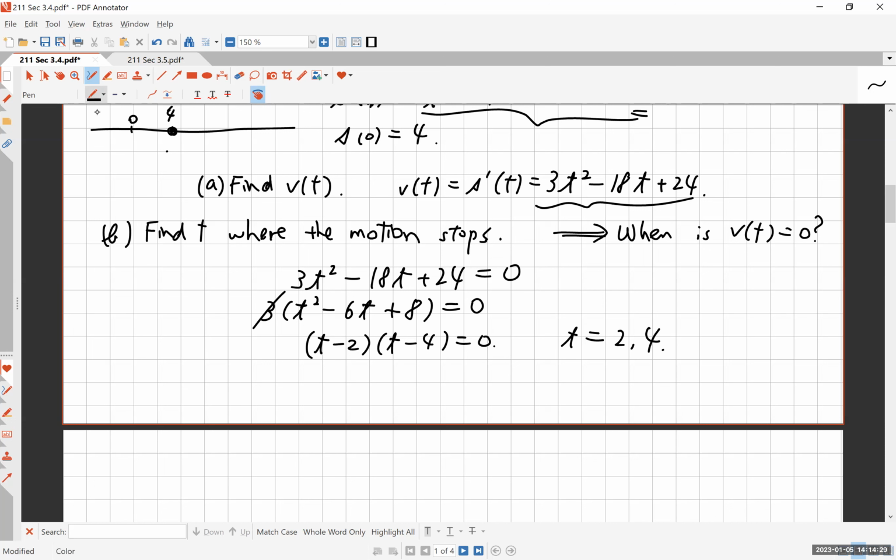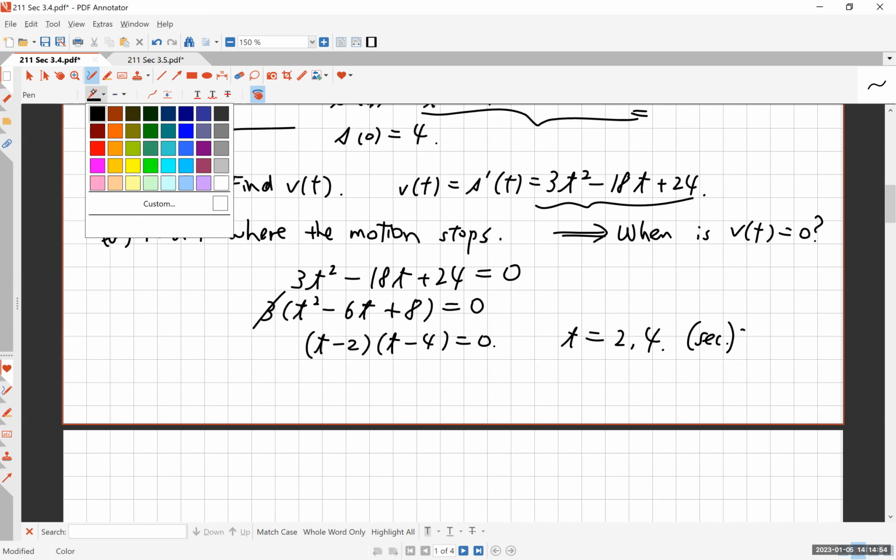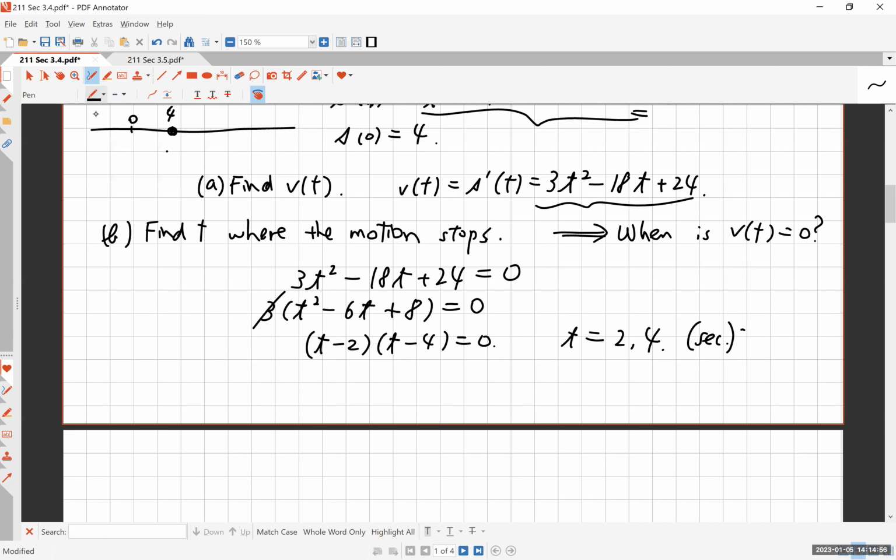Okay, so it appears that only twice throughout this motion would the object come to a stop, and in both cases it comes to rest, and then instantaneously it's going to start moving again, right? But this happens at 2 seconds and at 4 seconds. All right, now we have no clear indication of which way it's moving and so on, right? So let's ask that question.